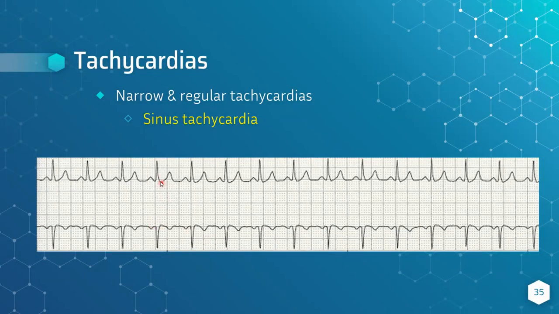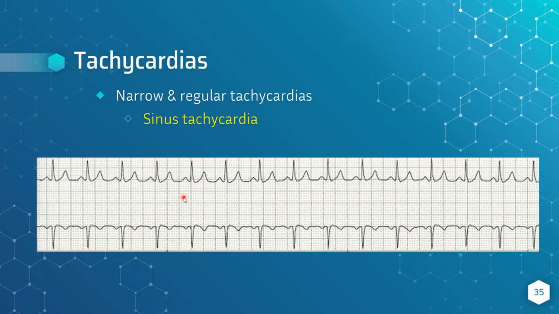So this is a pretty clear example. So you have 1 P wave for every QRS. It's regular throughout. And if we look at the heart rate, so 300, 150, so a little bit over 100 beats per minute. So this would just be your sinus tach.